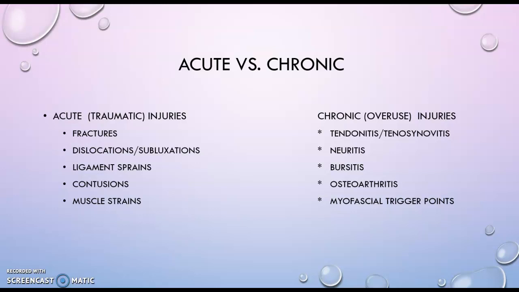Chronic injuries are typically overuse injuries. For those, we typically see tendinitis, tenosynovitis, neuritis, bursitis, osteoarthritis, and myofascial trigger points.